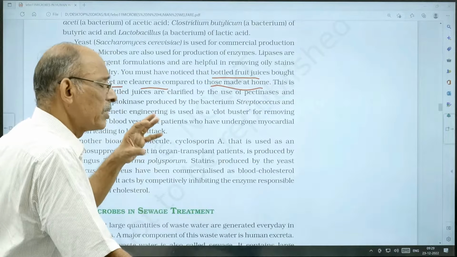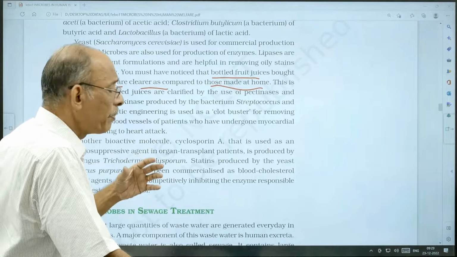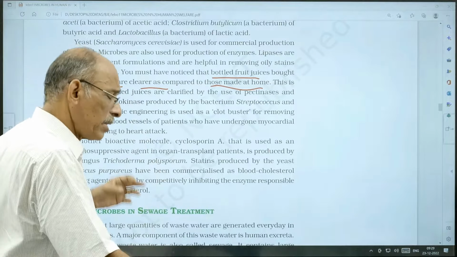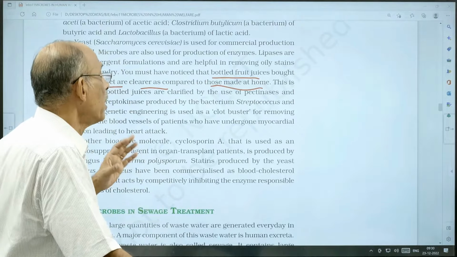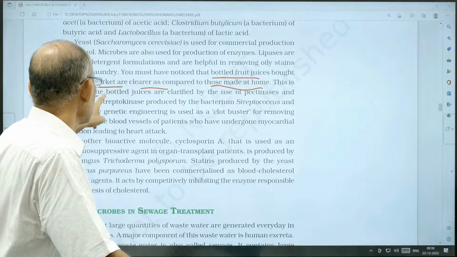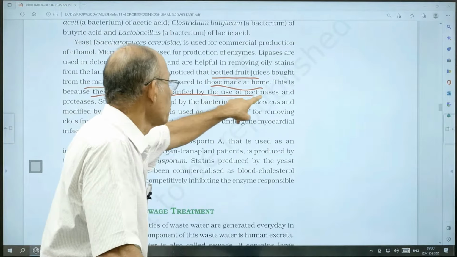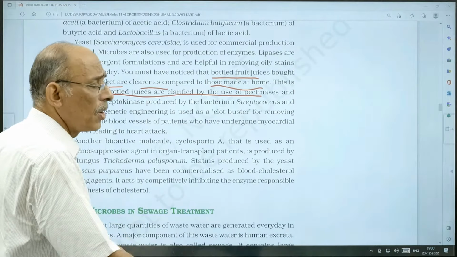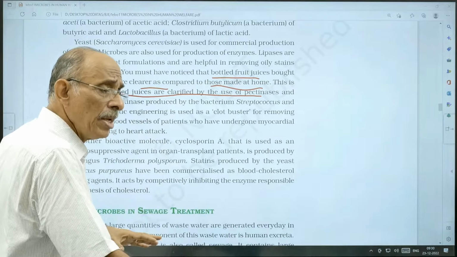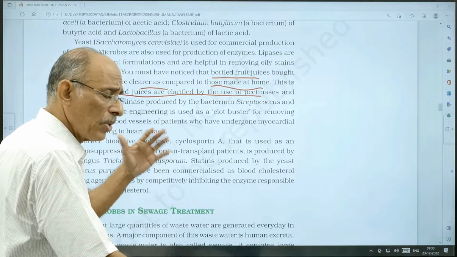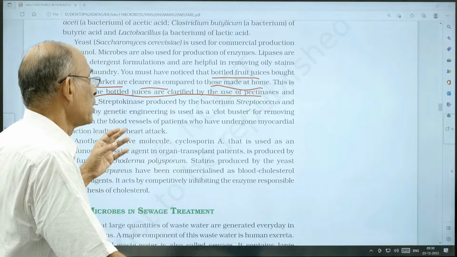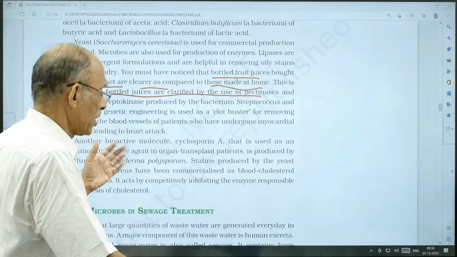So the fruit juice at home is thick and very pulpy, whereas the fruit juice we obtain from the market, say mango juice, is clear, just like water, because in industry it is clarified using pectinases and proteases. So all the protein, pectin, etc. will be removed, and that gives a clear solution. Whereas in houses we don't use such pectinases and proteases, etc.